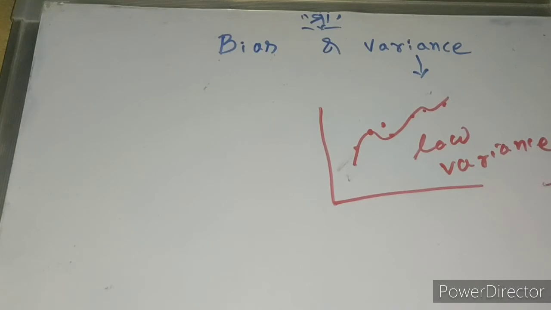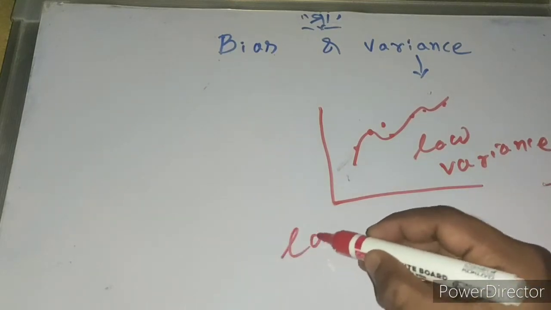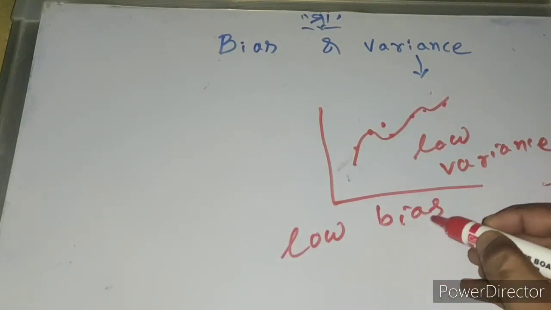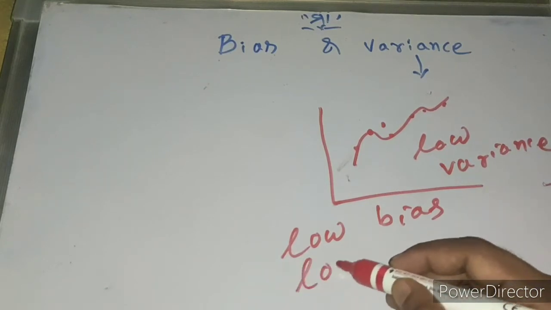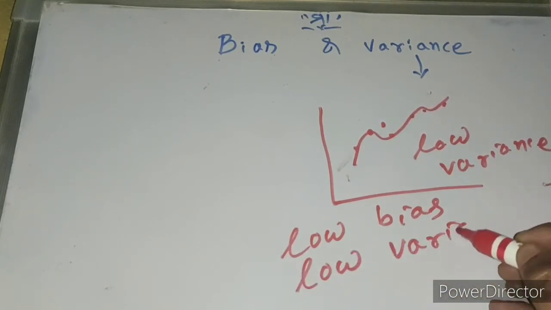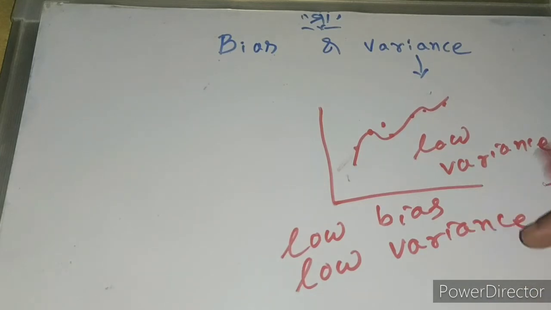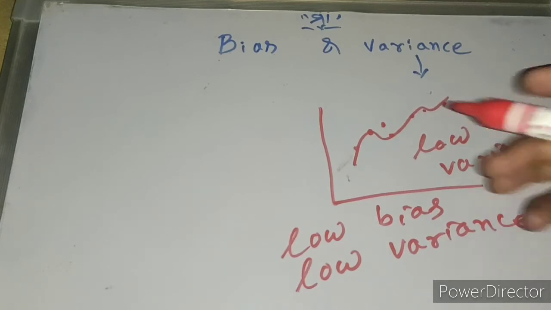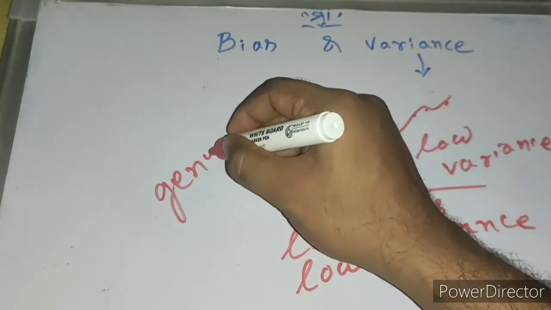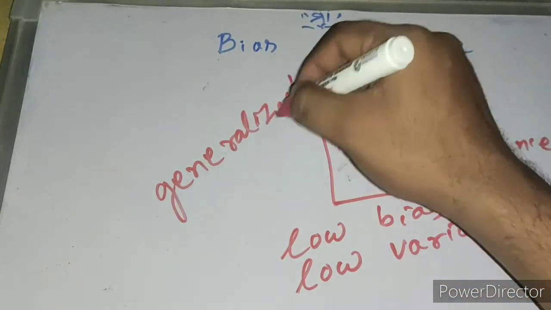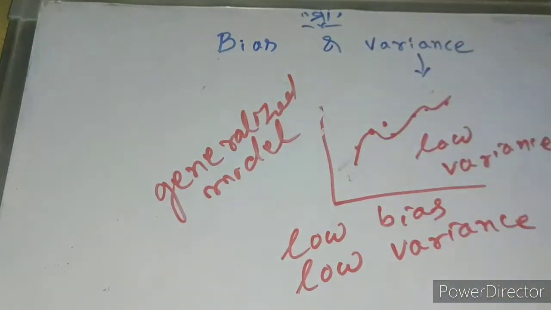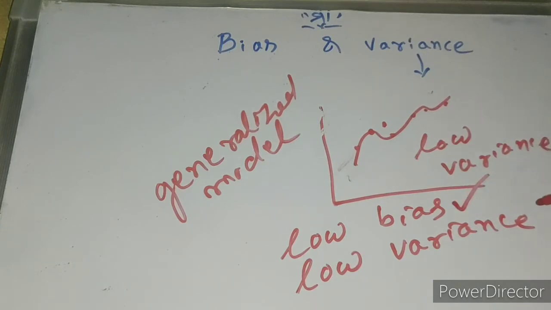So while building a model, what is our goal? Our goal is to make low bias and low variance. So this should be our goal, to make a generalized model. So we can say to make a generalized model, our goal is to make low bias and low variance.